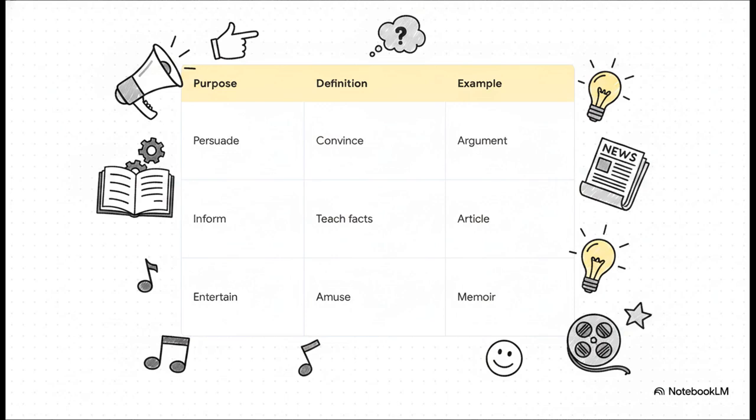A fantastic way to remember this is the classic PI acronym. Authors generally write to do one of three things.